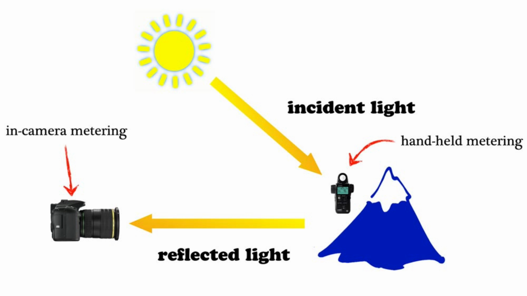Incident light is a different kind of light. It is the light that falls upon the subject. Our in-camera meter uses a reflected light meter, which measures the light that bounces off of the subject.